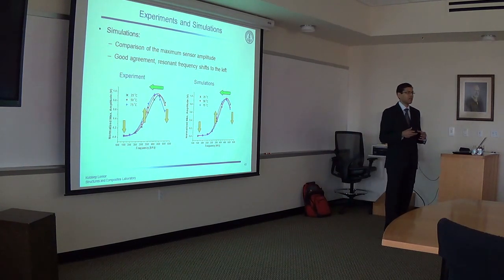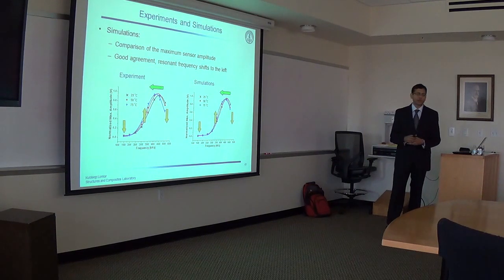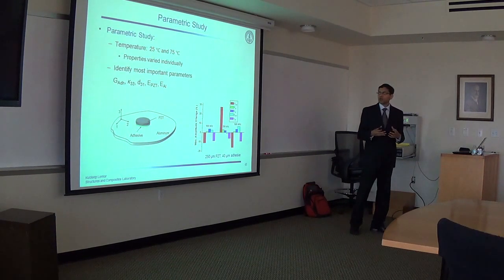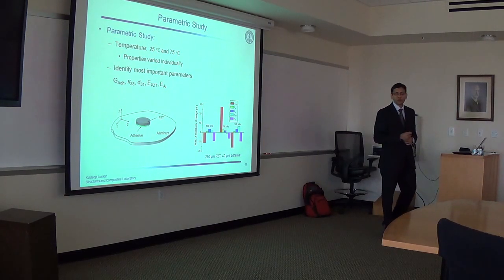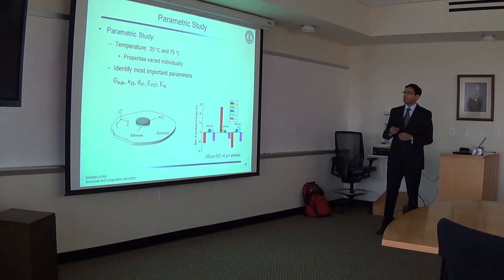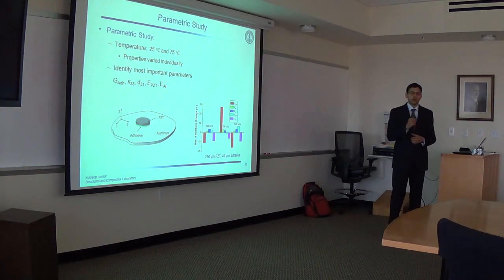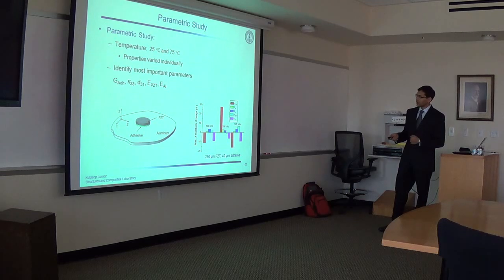Now, once we know that we can model the trend in the sensor signal amplitude with temperature accurately using the simulations, a parametric study was carried out to find out the most important material properties that influence the sensor signal amplitude. So what we did was carry out simulations for 25 degrees Celsius and 75 degrees Celsius, but only varied one property at a time. So here are the results of the parametric study.